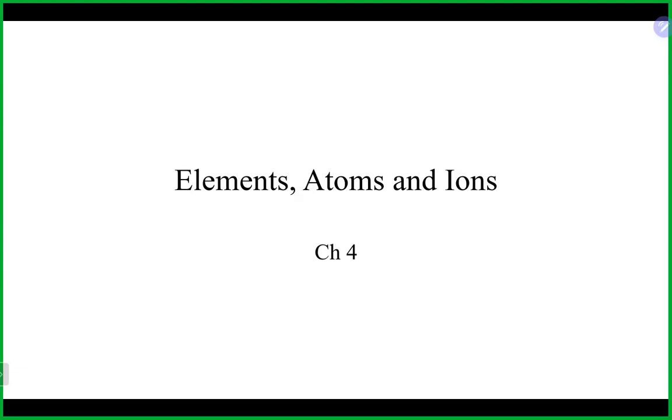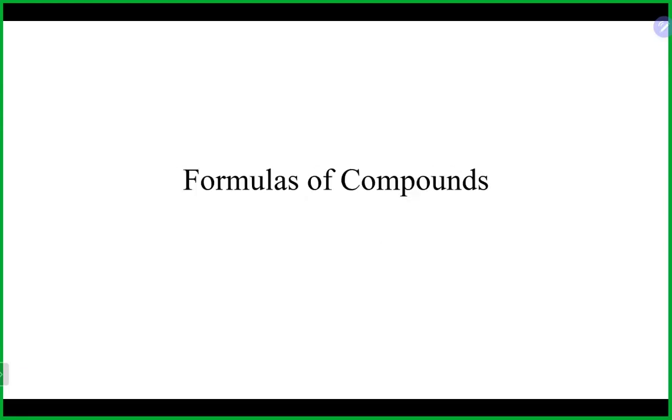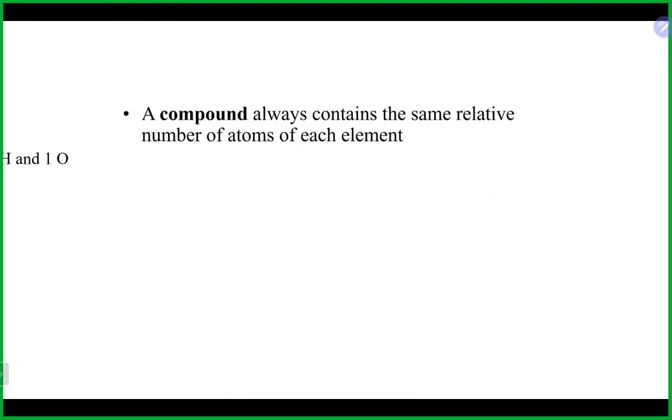In chapter 4, we're going to talk about atoms mostly. We're going to talk about the structure of atoms, some really important experiments to help us understand the different parts of atoms. We'll talk about atomic number, mass number, protons, electrons, and neutrons. Then I think we'll finish it up talking about the periodic table in this chapter. We'll first talk a little bit about compounds and formulas for compounds.